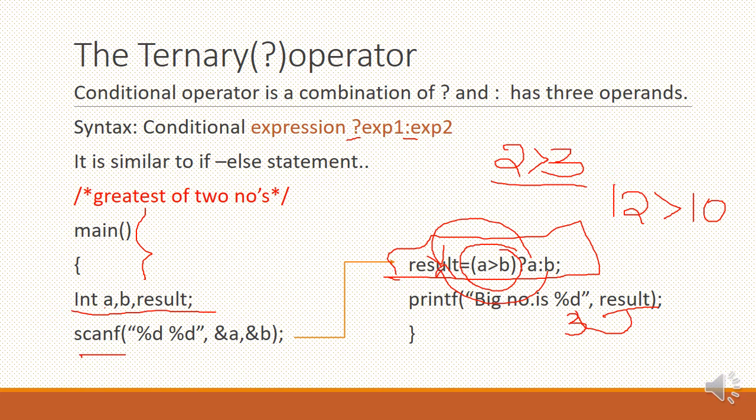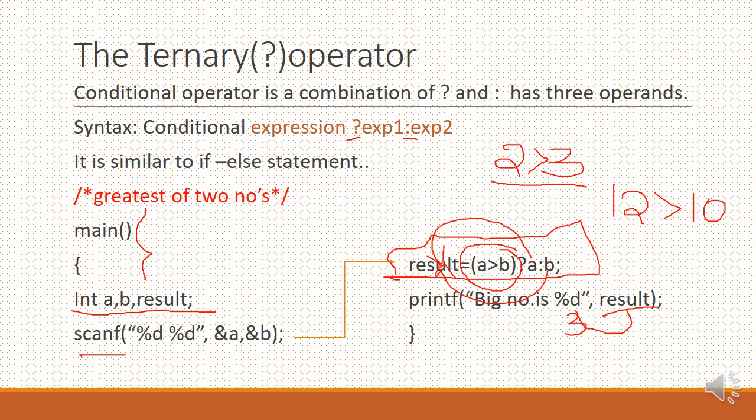If the condition is true, in the ternary operator the A value is assigned to result. What is your A value? 12. Now the 12 is stored in the result. What is your answer? Big number is 12. Like that it is going to print. Okay, this is about the ternary operator.